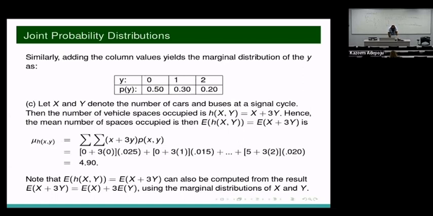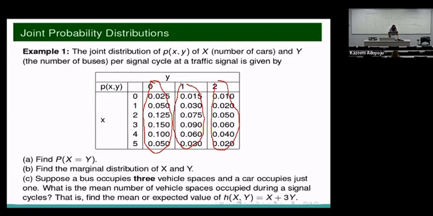Now, another question now is asking, take a look at number C. Okay. Yeah, if you want to make sense of this particular data set, X represent the numbers of cars and Y represent the numbers of buses, per signal cycle at a traffic signal, which is given by what you see. Now, if you take a look at C now, suppose a bus occupy 3 vehicle spaces. Oh, a bus occupy 3 vehicle spaces. A bus is very big, right? Okay, now, and a car occupy just one. Of course, a bus is bigger than a car.